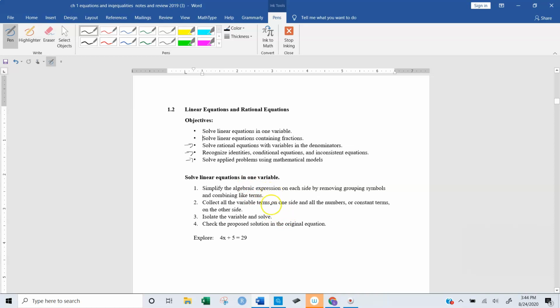All right, the first part, we're going to simplify an equation. You just have to remember your basics. You get rid of your parentheses and your grouping symbols. Number one, you get all the variables that you're solving for on one side. Everything else goes on the other side. You isolate the variables, so you divide by whatever's in front of it or factor it out, and then you check your answer.